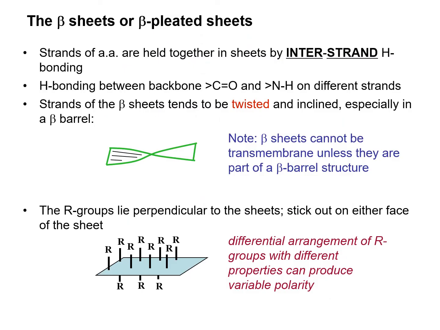Let's talk more about the beta sheets or the beta pleated sheets. The strands of amino acids are held together in sheets by inter-strand hydrogen bonding. So there are different beta strands that are aligned right next to each other to form the beta sheets. And between these strands, there is always hydrogen bonding that is especially formed between the backbone carboxylate group and the amino group in the different strands, to hold together and make that beta sheet structure stable. And strands of the beta sheets tend to be twisted a little bit and inclined, especially in the beta barrel, to form higher order structures such as a supersecondary structure.